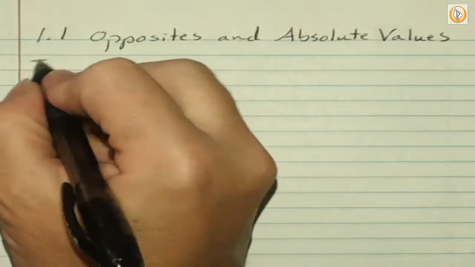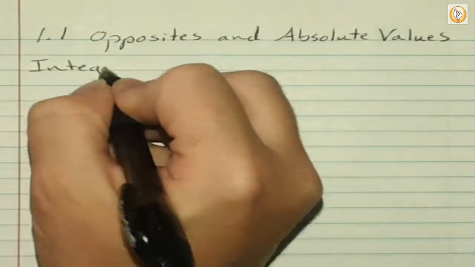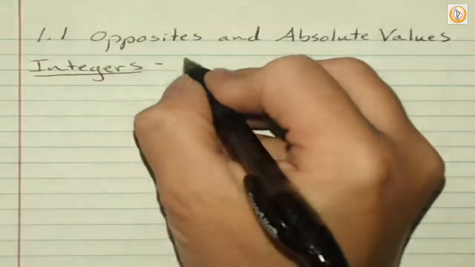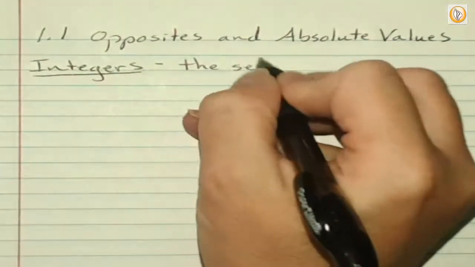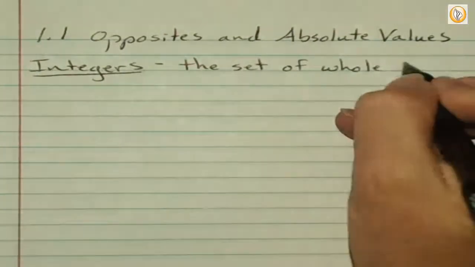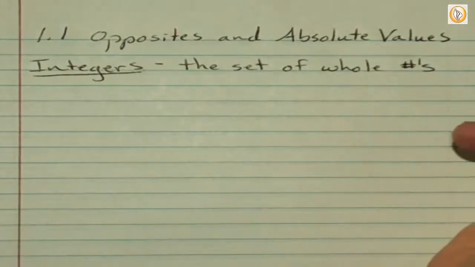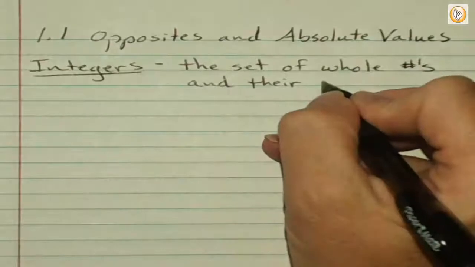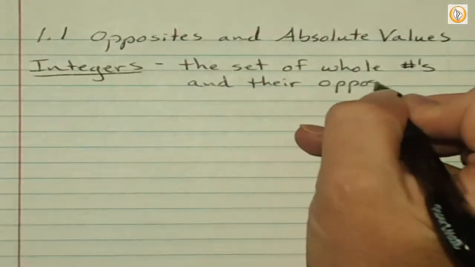Okay, so the first thing we're going to talk about are integers. Integers are the set of whole numbers and their opposites.